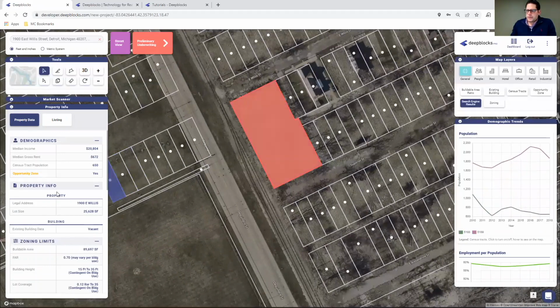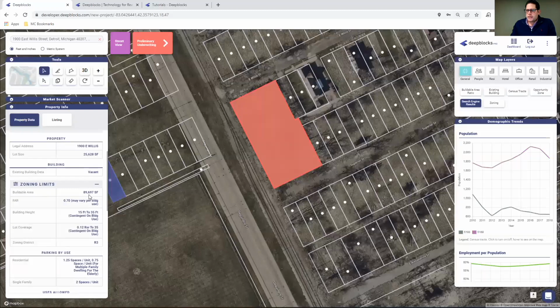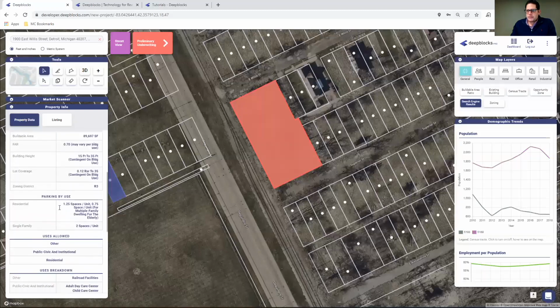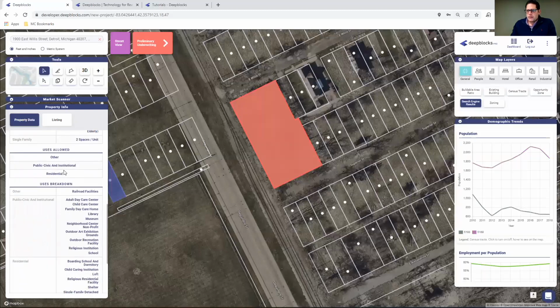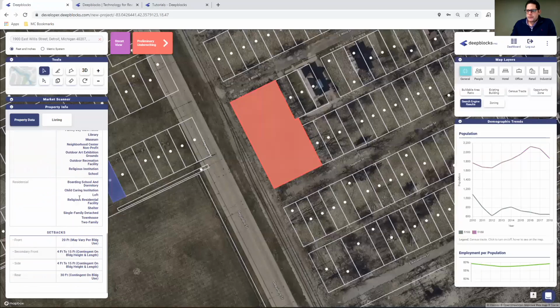So relatively larger. We got 25,000 square feet. Buildable area is 89,000. FAR 0.7. Residential, one that uses allowed, so we can do single family detached. Perfect. And it looks like this could be a possible parcel for subdivision here in Detroit, Michigan.